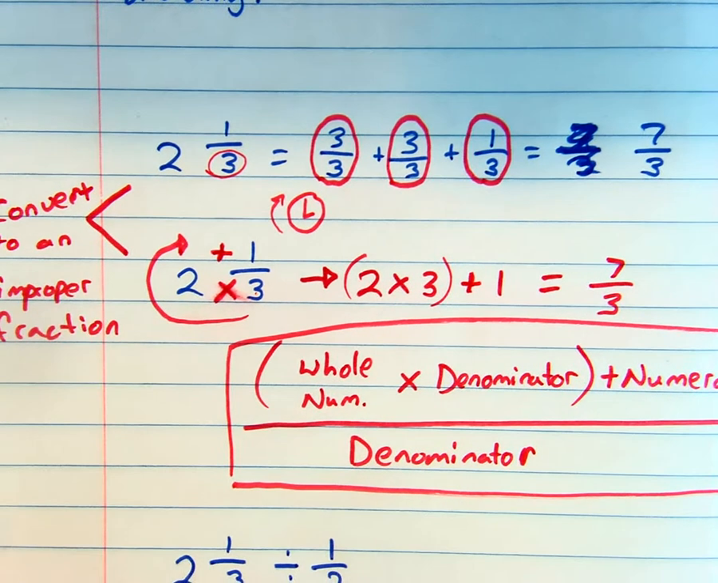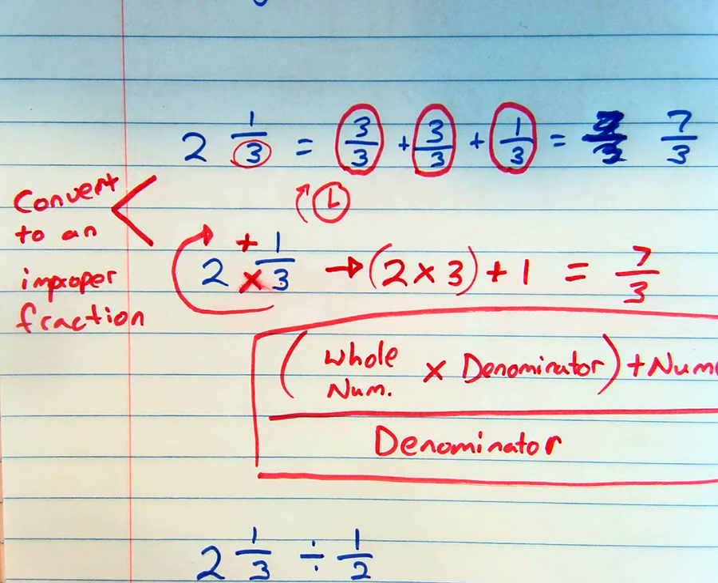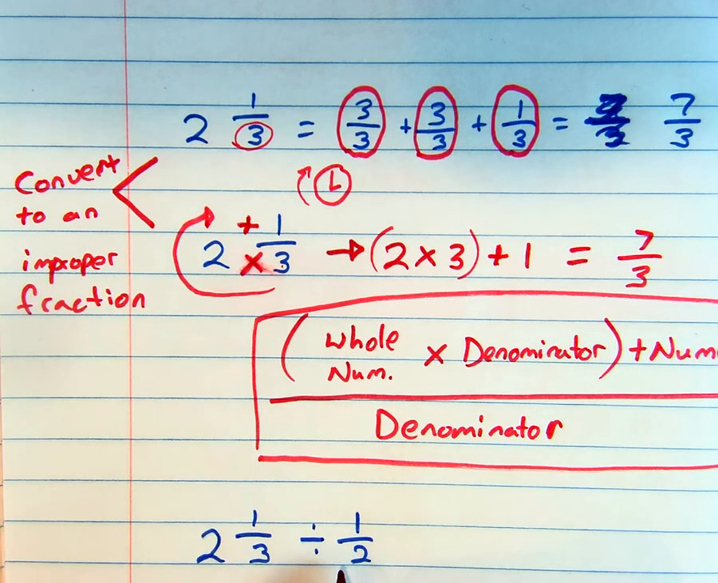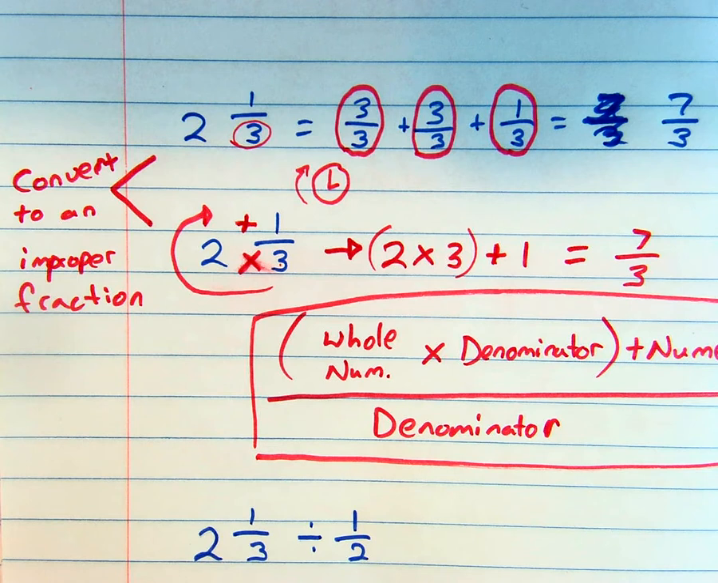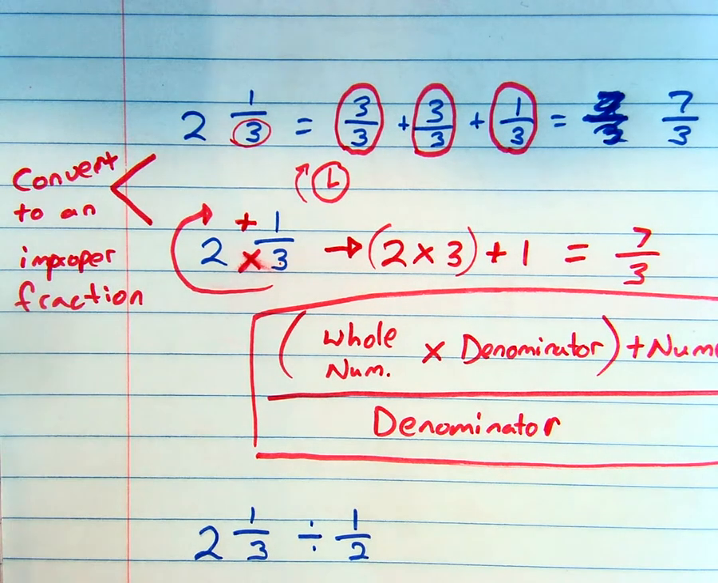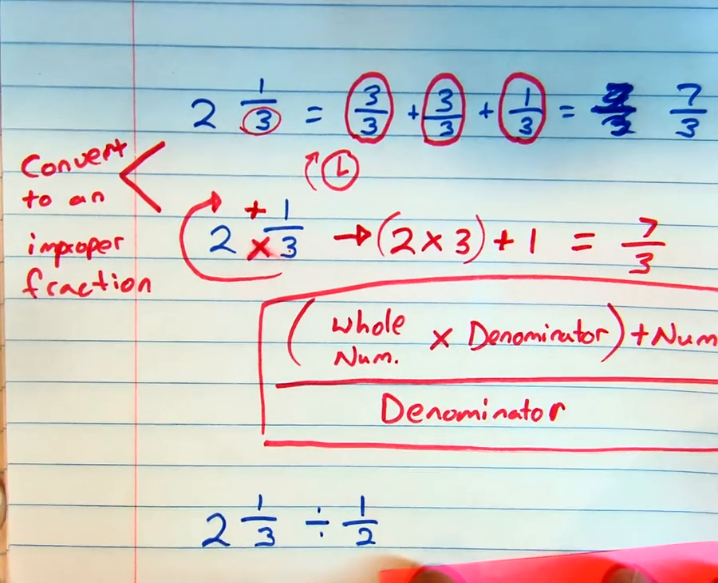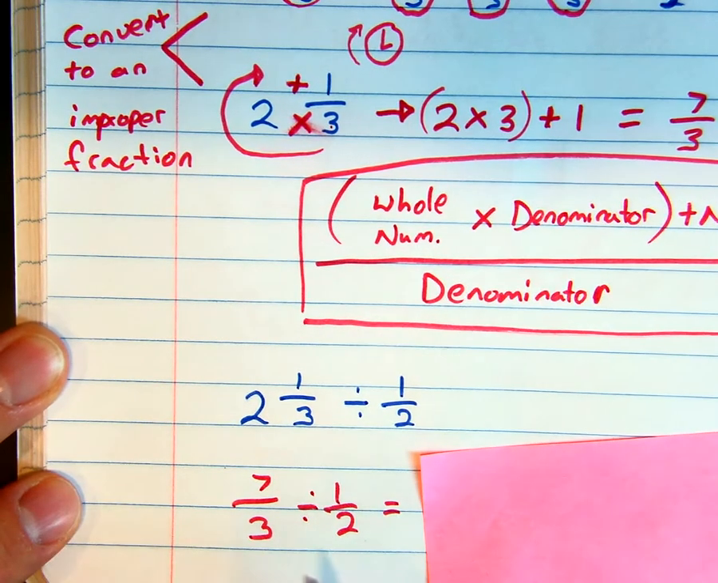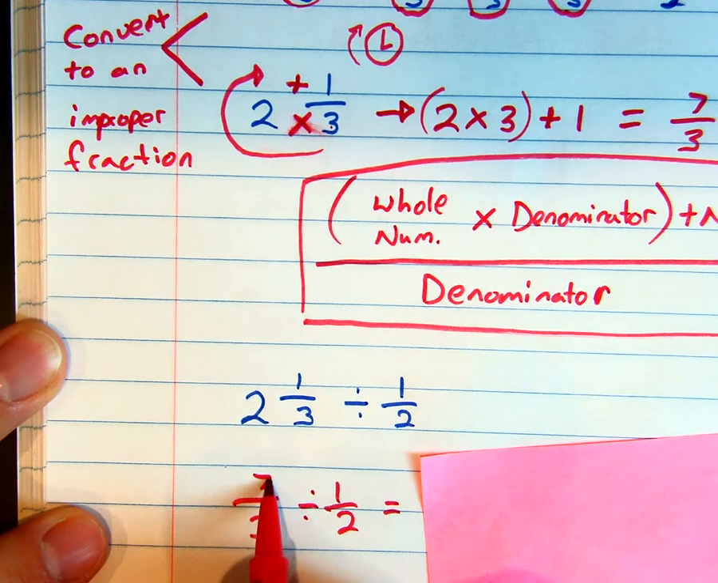So let's look at a sample problem now. 2 1/3, so the same mixed number we were playing with, divided by 1/2. Once we convert the mixed number, all the other steps are the same. So we've already converted it. We know that 2 1/3 is the same as 7/3.